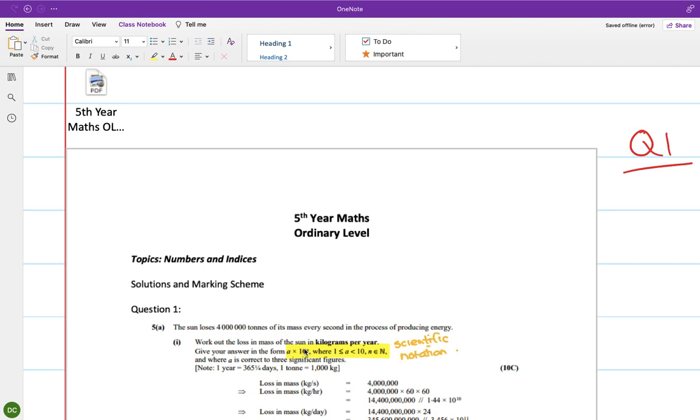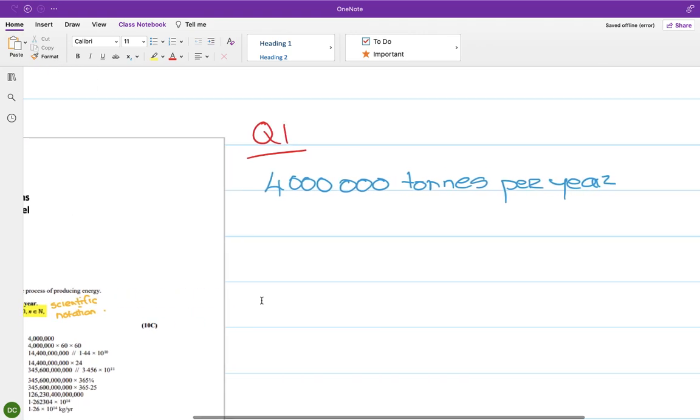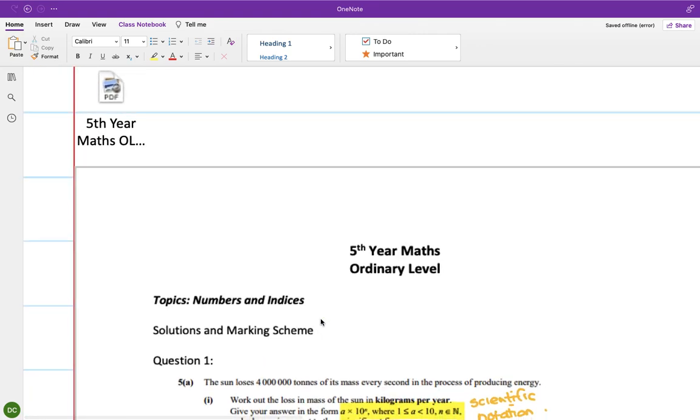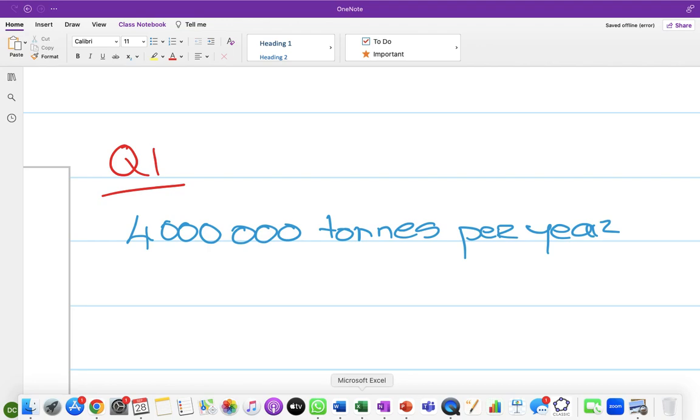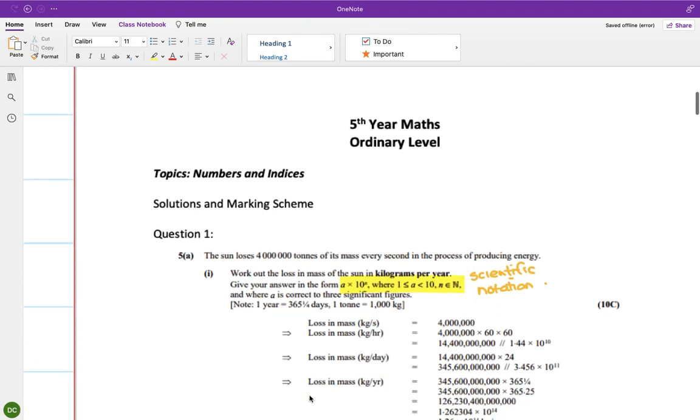Okay, so 4 million tons. Sorry, I am writing this. Give me a sec. There you go. So 4 million tons per year. And we want, it says there, kilograms. Oh, sorry, that's wrong. It's 4 million tons per second. Isn't that what it says? 4 million tons of its mass every second.